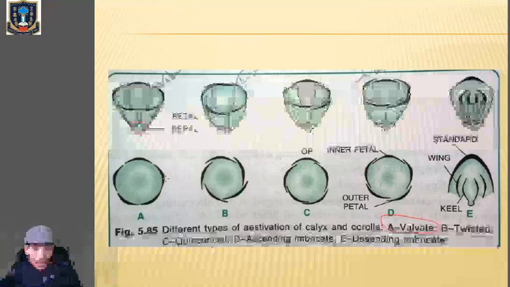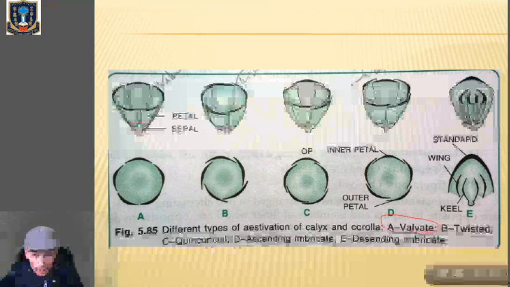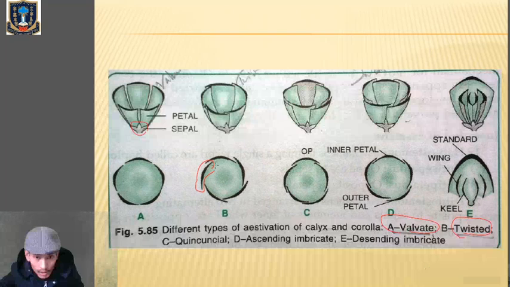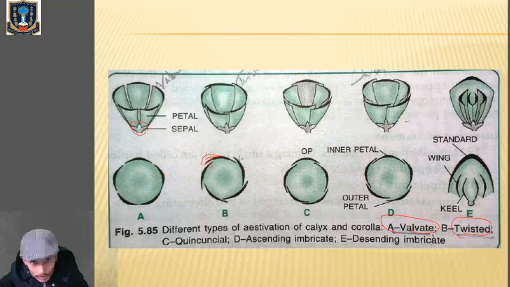So let's go with the diagram, it will be clear for you. Can you see over here figure number B? It is called twisted estivation. So here is the floral diagram. This one is the petal. Now let's talk about this margin. This particular margin of one petal is being covered by the margin of another petal. This is another petal. So this margin of another petal is usually covering this one, and again in return the same petal is being covered by the margin of another petal.